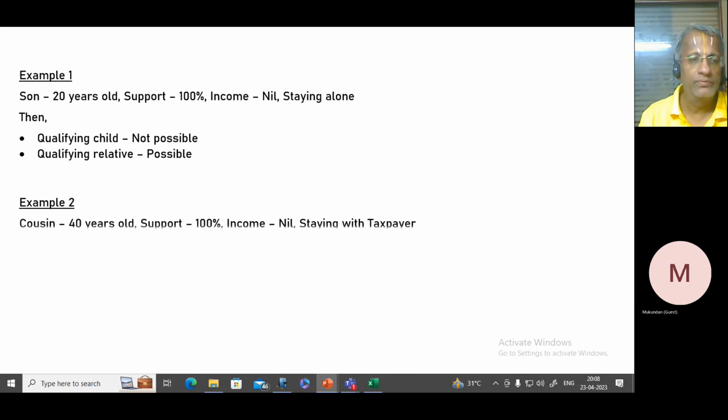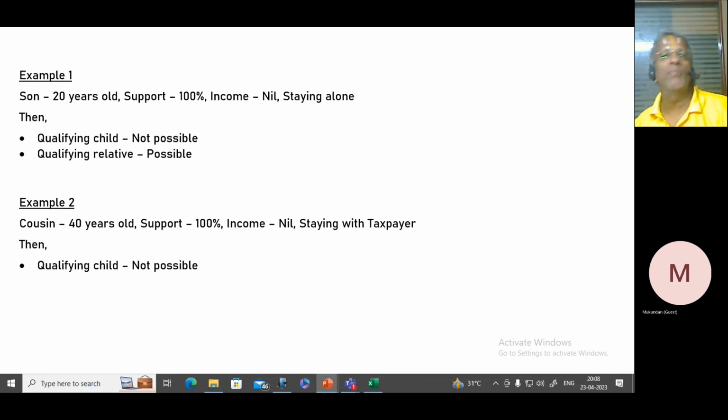Example 2. Cousin, 40-year-old, support 100%, income nil, staying with the taxpayer. So then he will not come under qualifying child. We are not looking for a child matter. The test is only for qualifying relative.